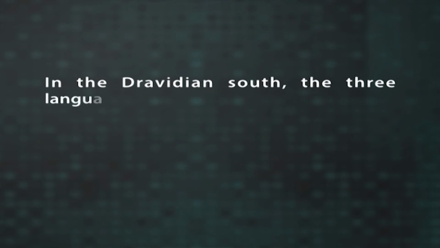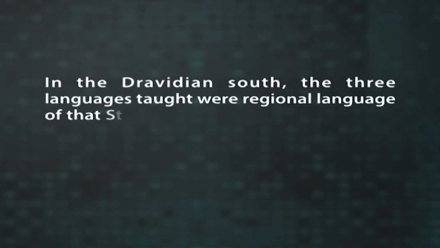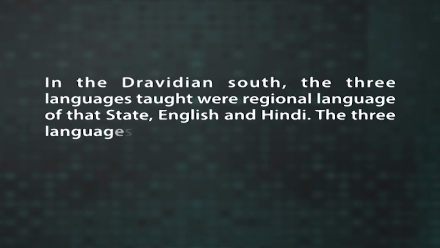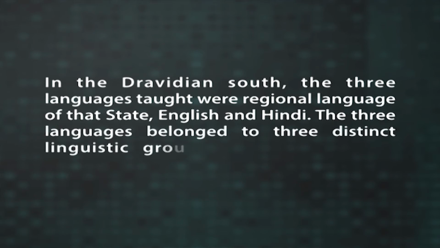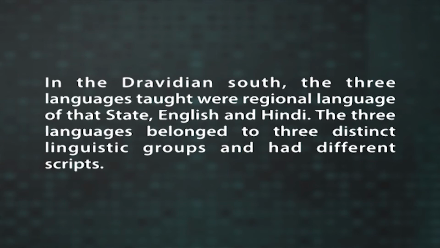This was due to the kind of languages taught under this formula. In the Dravidian south, the 3 languages taught were the regional language of that state, English and Hindi. The 3 languages belonged to 3 distinct linguistic groups and had different scripts. In the Hindi belt of northern India, the languages imparted were mostly Hindi, Urdu, English and Sanskrit. Sanskrit and Hindi had the same script. Hindi and Urdu, and Hindi and Sanskrit, possessed a great amount of common vocabulary and common morphological and syntactic features.